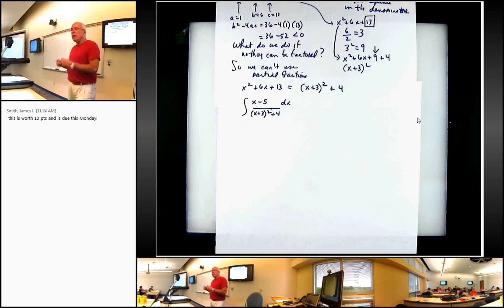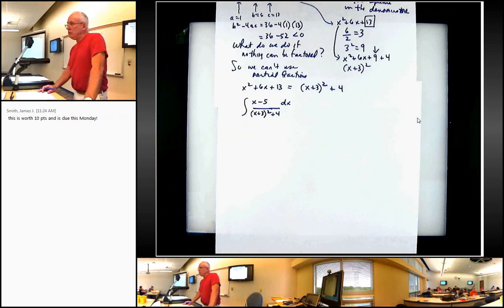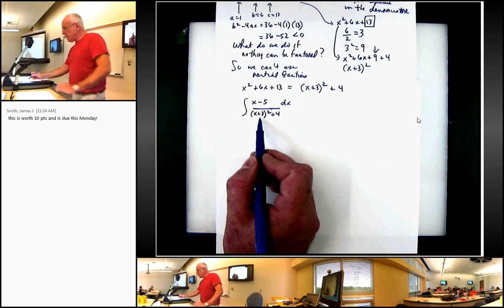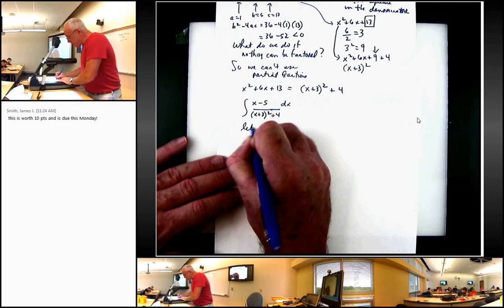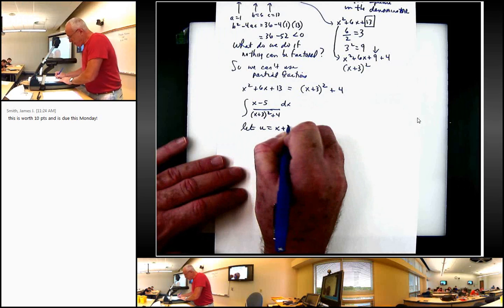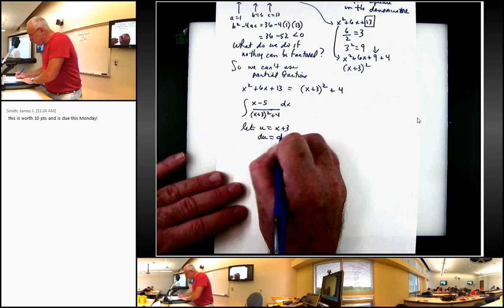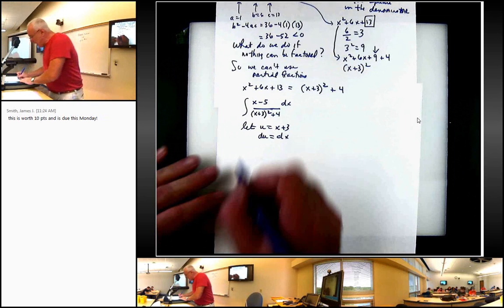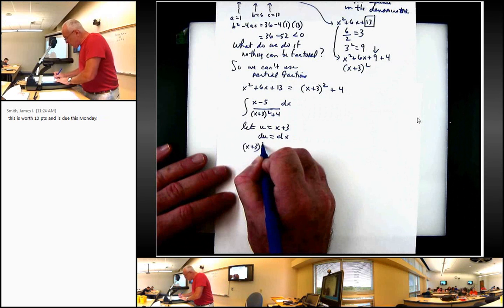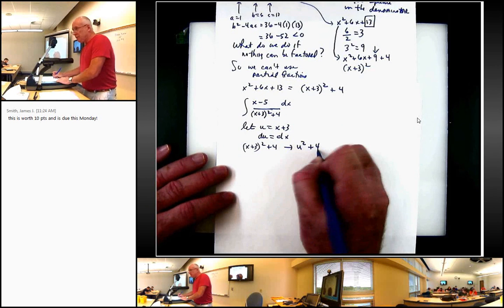What do you think I want to have for my u now that I've got the denominator rewritten like this? Yeah, just the x plus 3. That new linear term here, that's going to be my u. So my du then becomes just dx. Now I have to replace everything here. So my denominator, x plus 3 squared plus 4, well that becomes what? U squared plus 4, right?